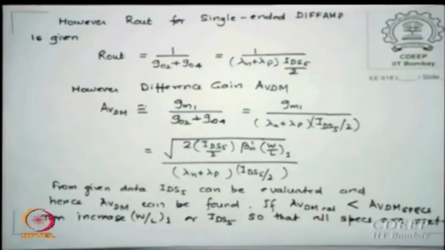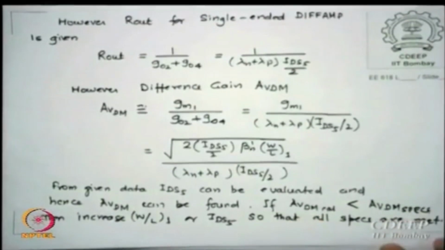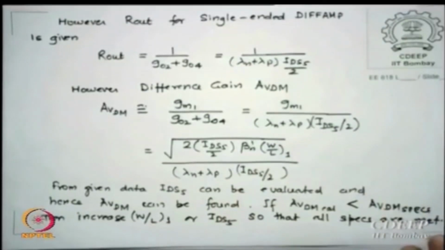It says it is the bound which I am giving. The designer should choose values which suit all specs as much as possible. Is that clear to you? So IDS 5 being my design parameter, let us say if you fix something and your gain does not come as specified, increase W by L1 is one possibility, or increase the IDS 5 itself. If you increase W by L1, indirectly you are also increasing IDS 1 which is connected to GM1.